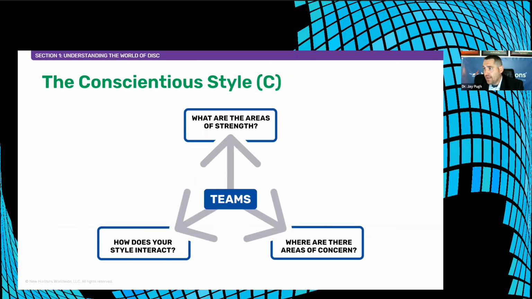Conscientious style. These are your analytical minds. These are your process people. These are your 1s, 2s, and 3s. These are the people that enjoy a good manual, a good operations manual, a good standard operating procedure. They love this stuff. So what is an area of strength, or what are areas of concern?